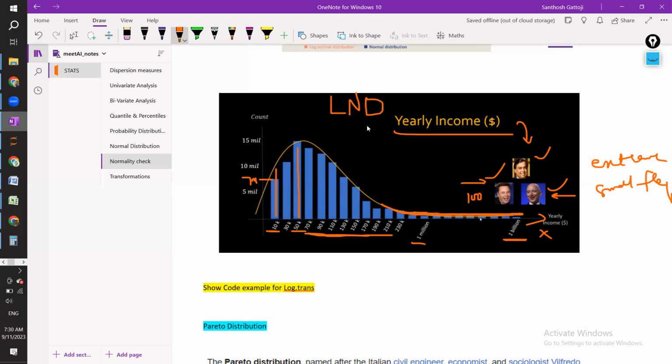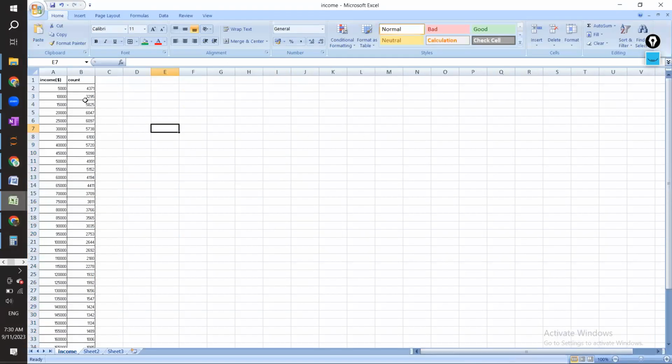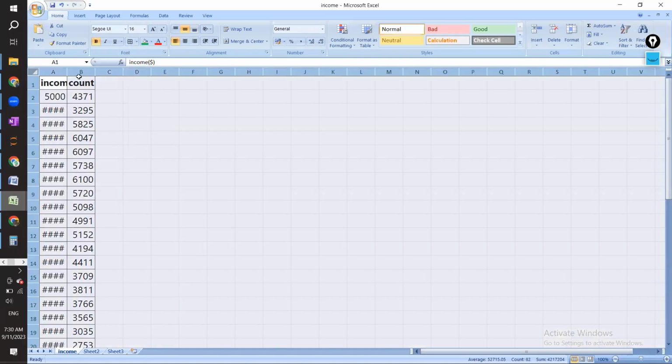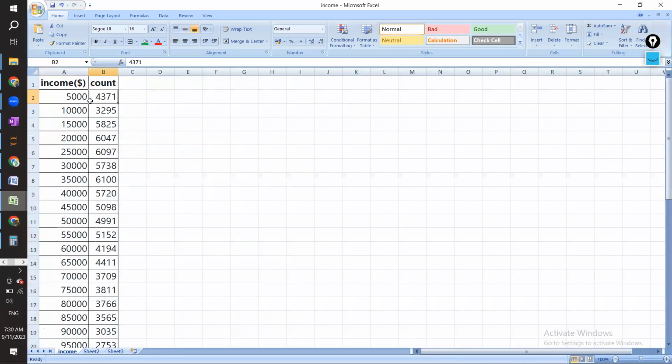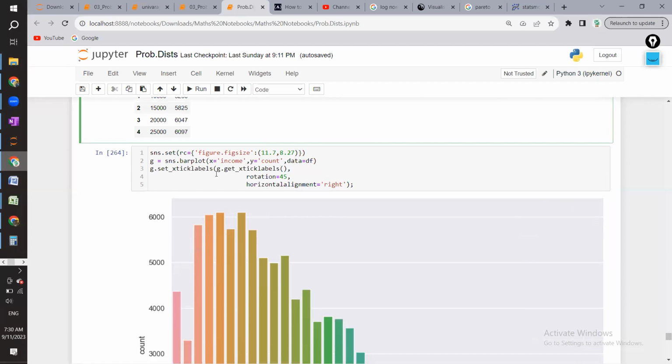Yes, Santosh. Okay, so we'll see a practical example of how you can do the log normal. I'm taking the income data set, where I'm having just income and the count. I'm just importing the data set, income and count. When you plot the distribution, this is just regular SNS plotting parameters.